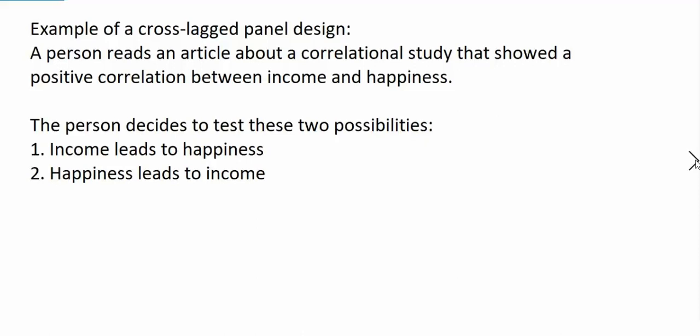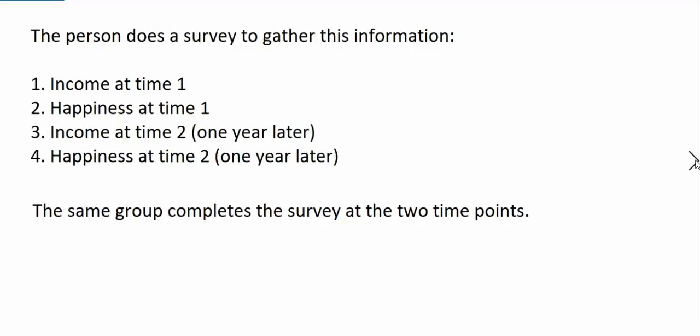So in this situation, the researcher is interested in which direction is actually correct. And the researcher can do a cross-lagged panel design to get some insight. So in this study, the researcher would do a survey, and the researcher would get a sample of participants, and the researcher would record the income and happiness level of the participants at time 1, and then let's say 1 year later, the researcher would go back to that same sample and record their income and happiness at time 2, which I'm saying is 1 year later. And the same group, like I said, is completing this survey at the 2 time points.